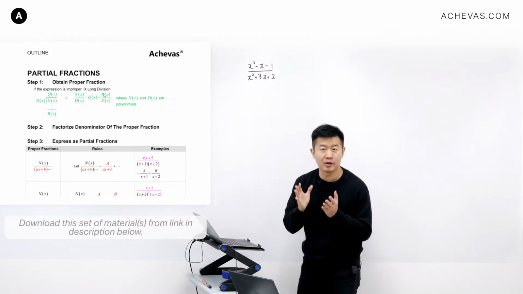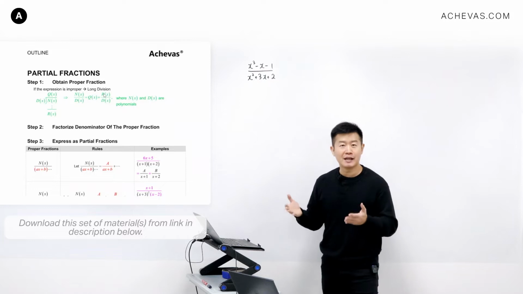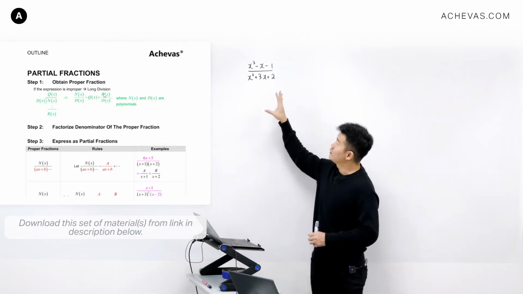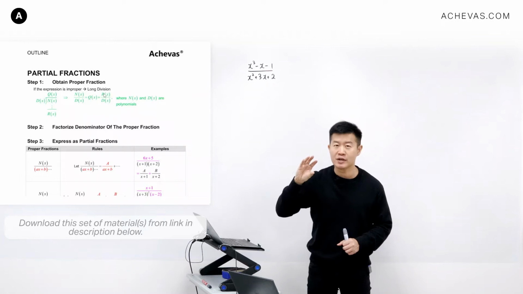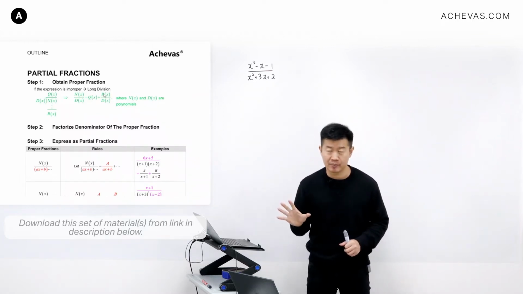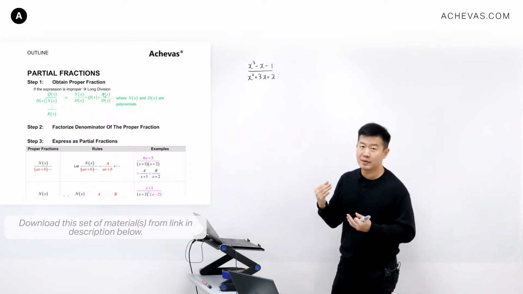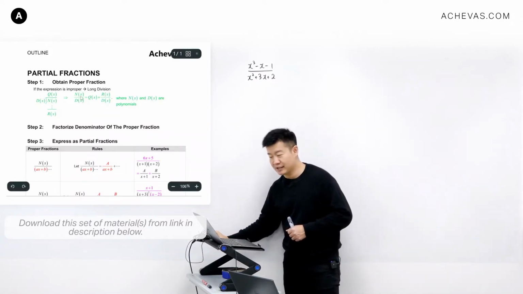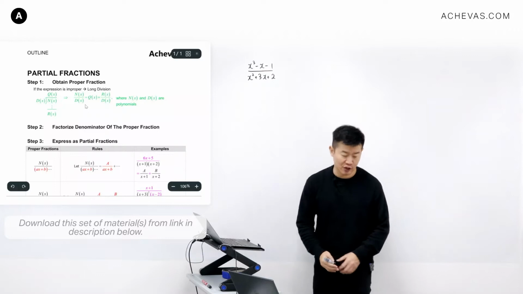The first thing that we need to do is make sure that we are working on only proper fractions. But if you look at this example, this is not a proper fraction, this is an improper fraction. We have learned in the topic on polynomials that as long as the degree of the numerator is more than or equal to the degree of the denominator, then it is improper. The degree of the numerator here is 3 and the degree of the denominator here is 2. So we are looking at an improper fraction, and the first step is to obtain a proper fraction.